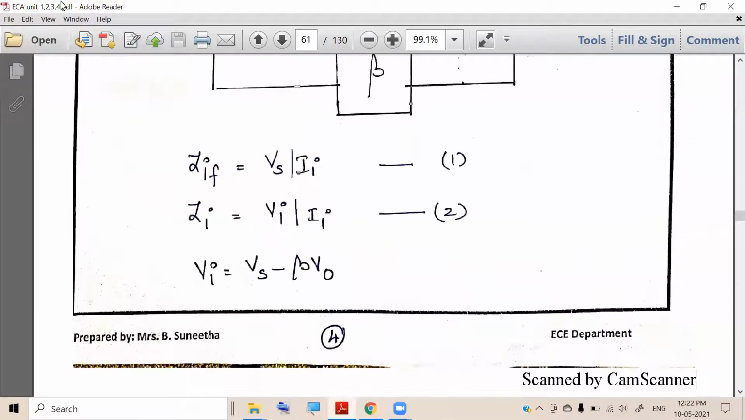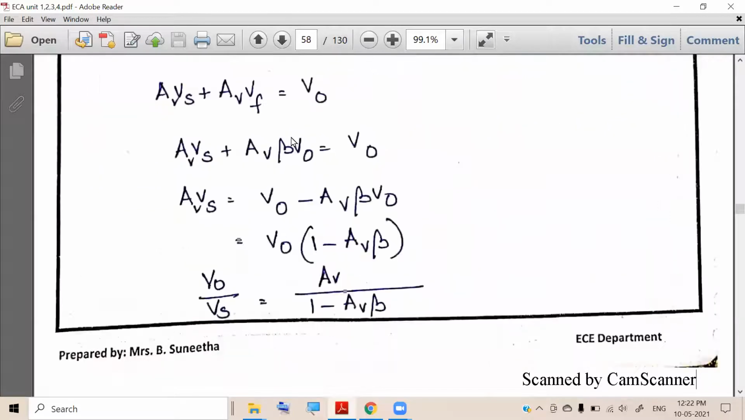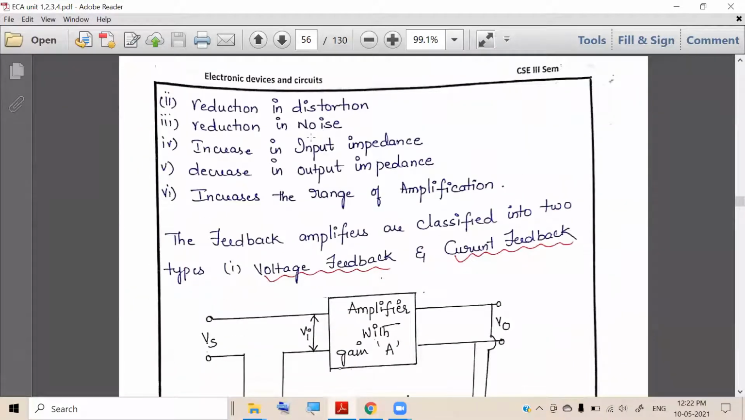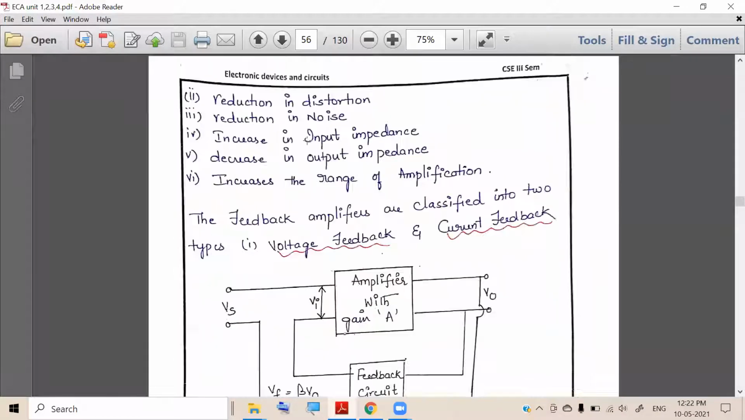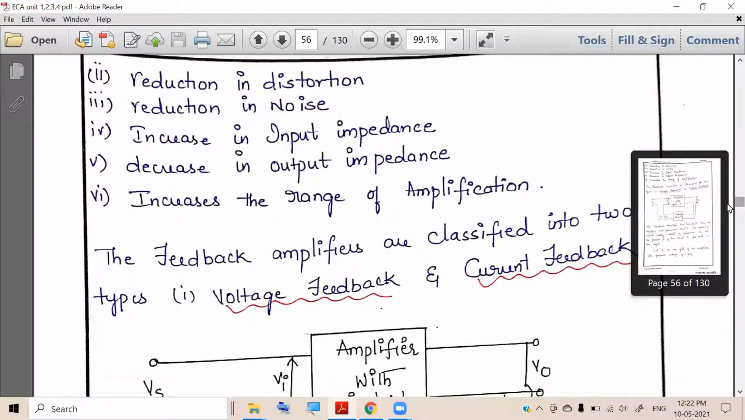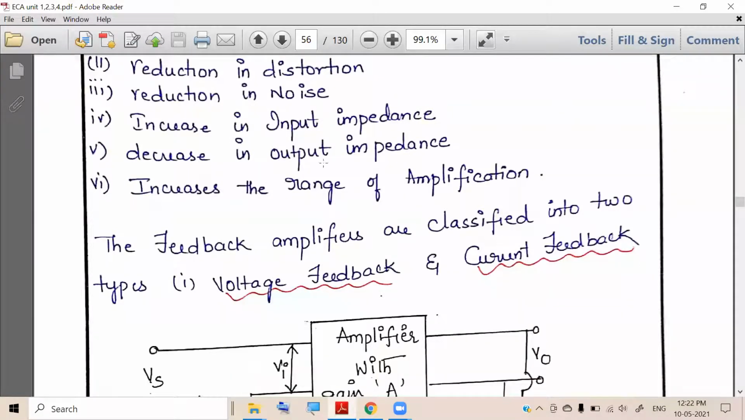Yes, sir. Okay, fine. So, in the last classes, we were discussing feedback amplifiers: positive feedback and negative feedback. Then the advantages of negative feedback, we discussed. Increase in input impedance, we discussed. Now let us once again see how the input impedance increases, and then we will see the output impedance.